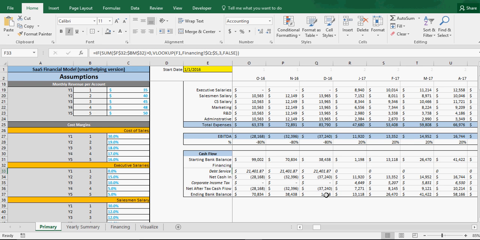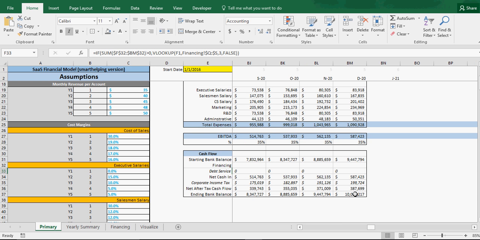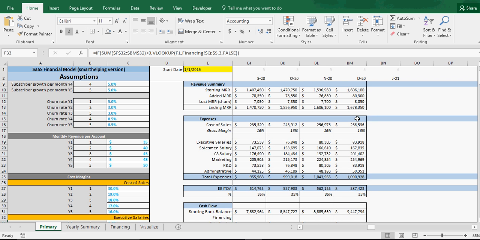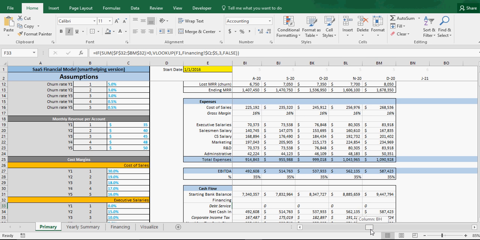Oh, down to $1,000 in December of 16, and then you finally turn the corner. You've paid off the loan, and you're starting to make money now. And you go up and up and up, and you can see the ending cash balance, $10 million here. You're expensing about $1 million a month. You're making about 1.6 million a month, so you're keeping 500,000 here on the last month of the 5-year model.